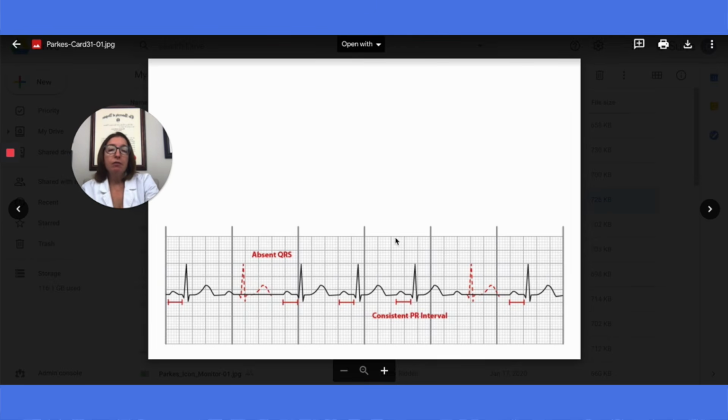In terms of how we remember this, if you want to follow along with the little cute poem, the next line of that poem is, if some P's don't get through, then you have Mobitz 2. And then if you want to remember this with the dysfunctional couple analogy, remember the woman is the P wave and the guy is the QRS complex.